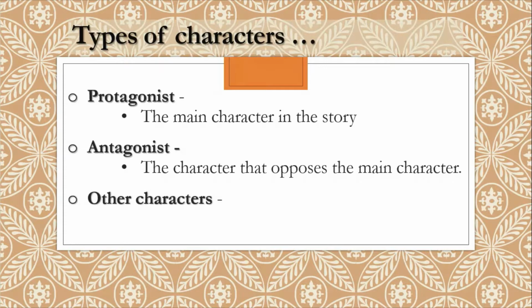And then we have the other characters or supporting characters, and this is everyone else, okay? So if I was talking about Abraham Lincoln, for example, then maybe a professor would be another character, or maybe his wife would be another supporting character. If I am talking about the antagonist, then I might be talking about the person that opposed his ideas, right? So that's exactly what we're talking about when we talk about types of characters, okay?